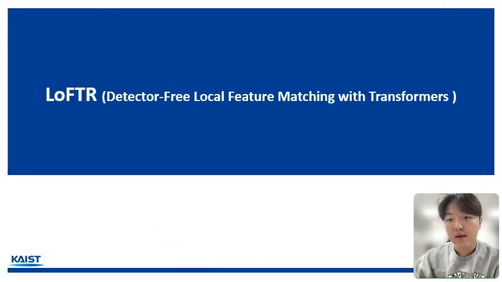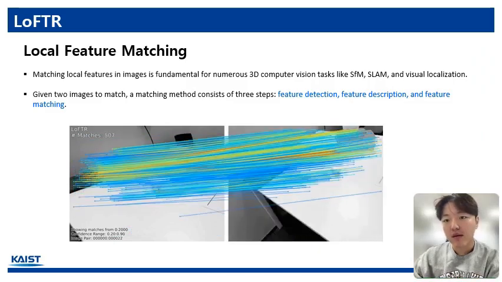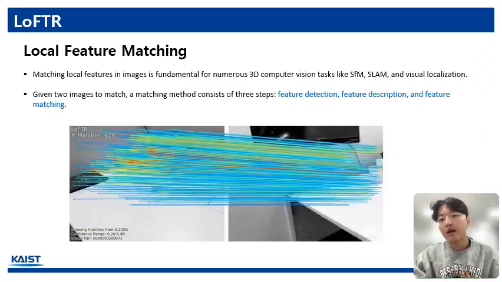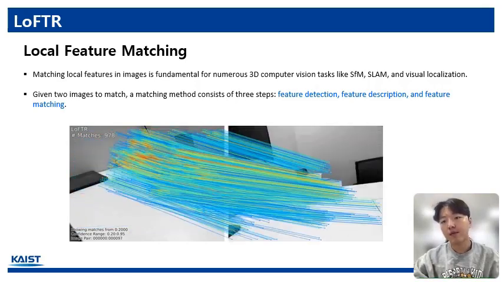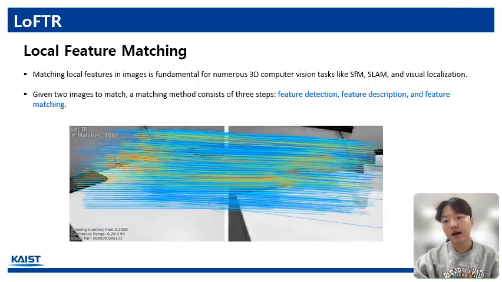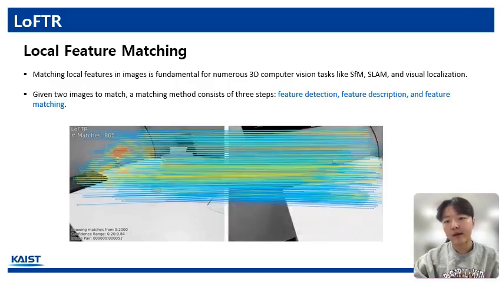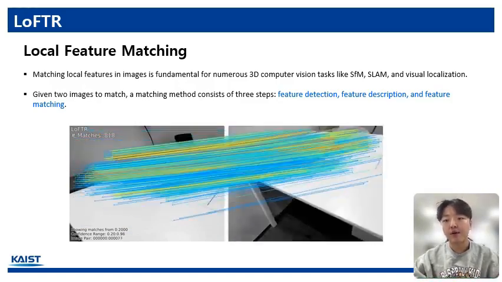The second section is detailed explanation of LoFTR. I'd like to discuss local feature matching, a fundamental concept in computer vision that plays an important role in a variety of 3D computer vision tasks. These tasks include structure from motion, SFM, simultaneous localization and mapping, SLAM, and visual localization.